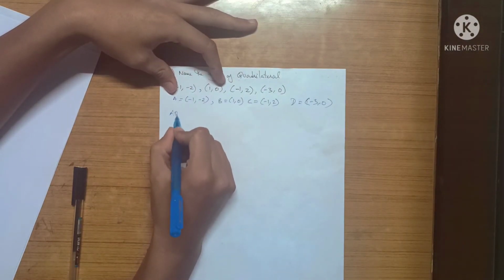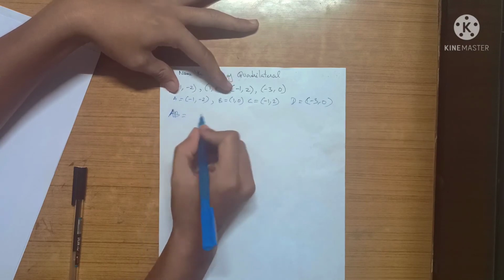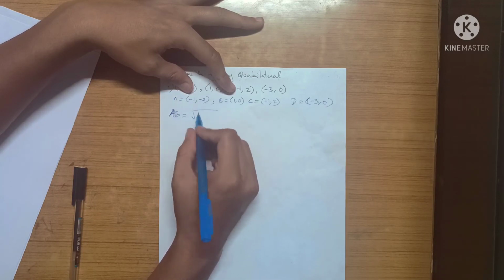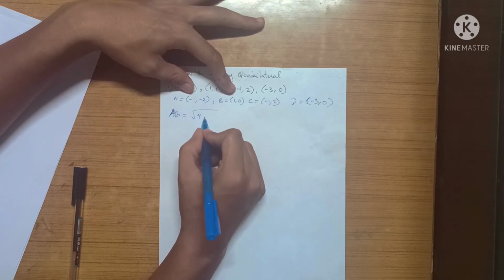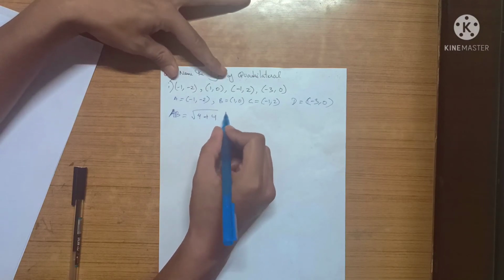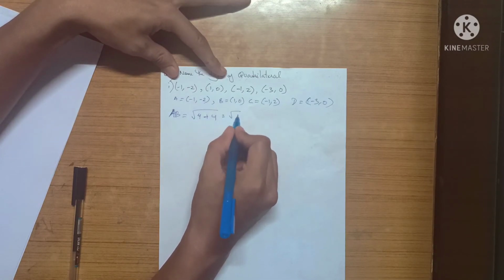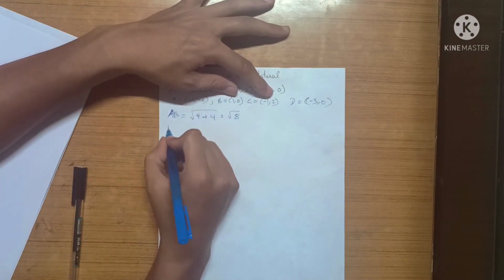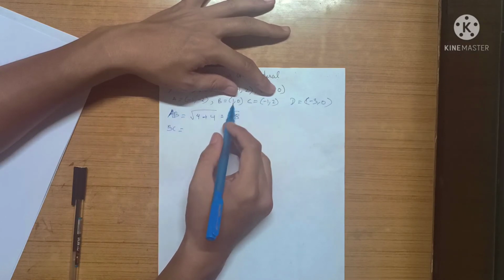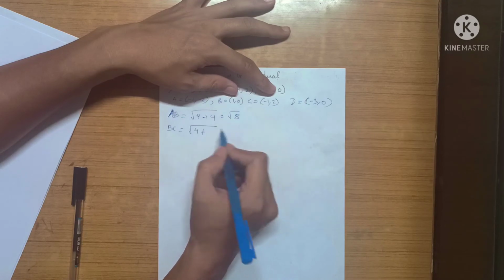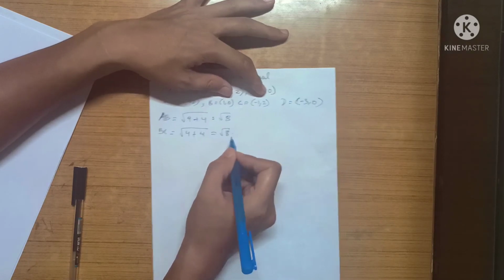So AB, this is going to be lengthy. 1 minus minus 1 is 2, so 2 squared is 4. And this also 4, which means this is root 8. Next BC. Minus 1 is minus 2. Minus 2 squared is 4 again. 2 minus 0 is 2, so 2 squared is 4 again. Root 8.